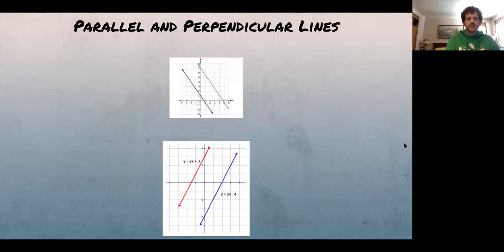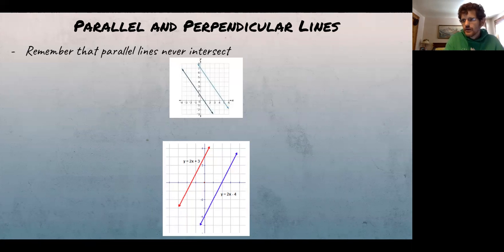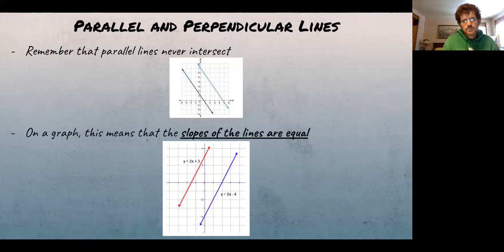Before we can jump into actually messing with the quadrilaterals, we need to know a few things about parallel and perpendicular lines. We already know that parallel lines never intersect. Now on a graph, that means that the slopes of the lines are equal. Okay, and we need to remember something about slope. We have our standard slope formula, y equals mx plus b, or slope-intercept form of a linear equation is the way to say that.